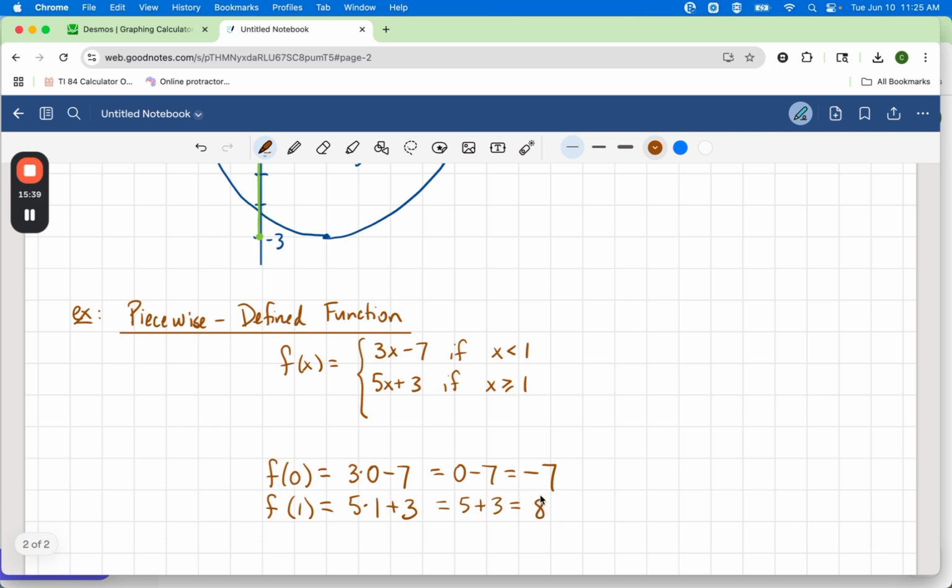Then what if I asked you to find f of 3? Well, is 3 less than 1? No. Is 3 greater than or equal to 1? Yes. So I want to put 3 into the 5x plus 3 again. So it looks like I get 15 plus 3 is 18. So that would be how to evaluate functions that are piecewise defined. Last example, let's graph one on how to do it.